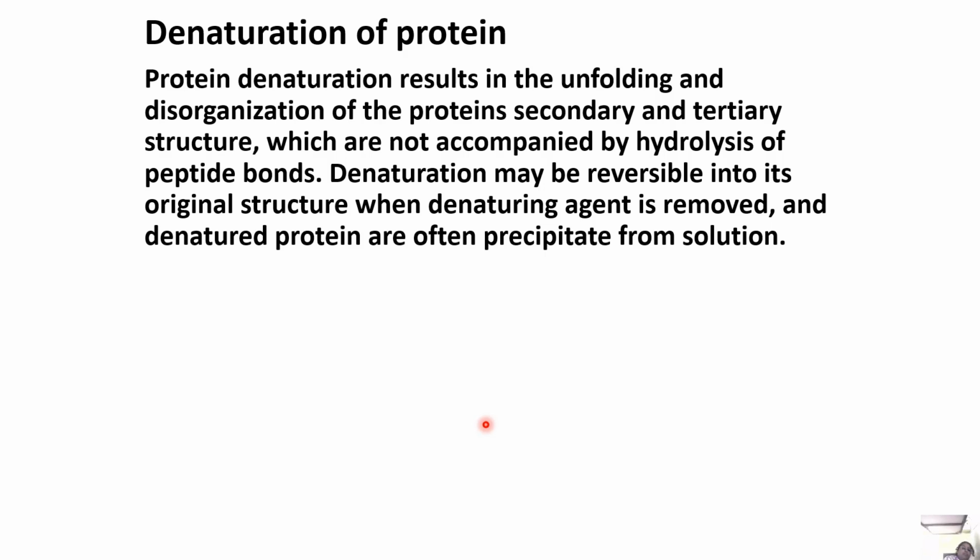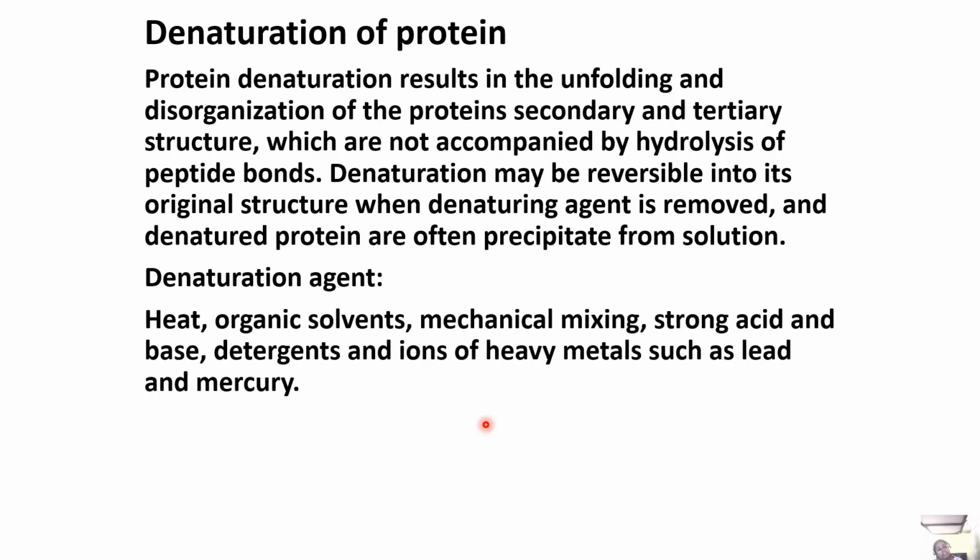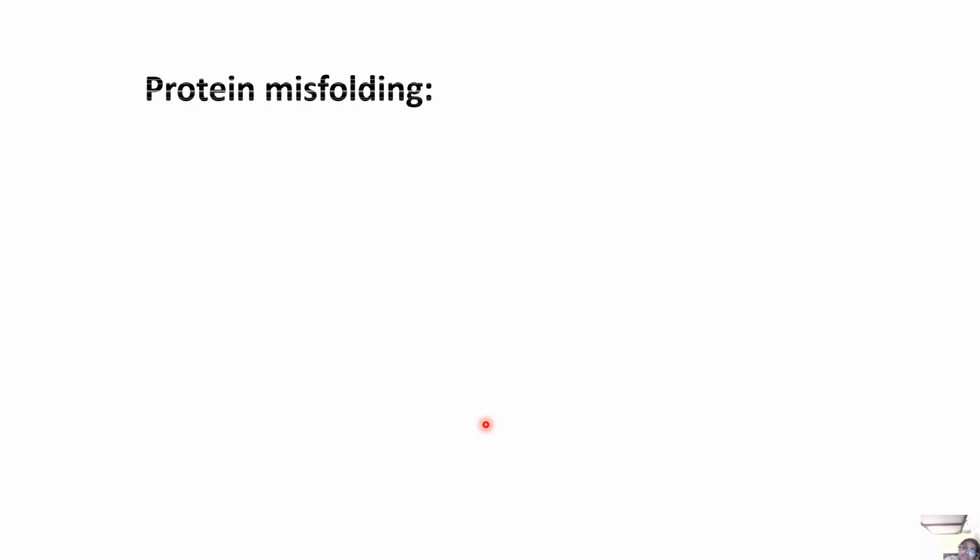Denaturation may be reversible into its original structure when the denaturing agent is removed, and denatured proteins often precipitate from the solution. Denaturing agents can be heat, organic solvents, mechanical mixing, strong acids and bases, detergents, and ions of heavy metals such as lead and mercury.